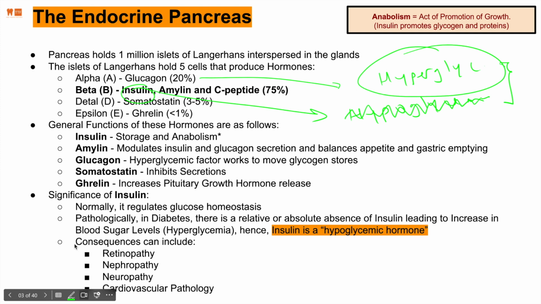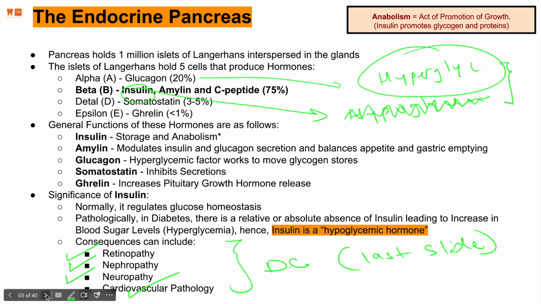When that happens, there are consequences to face. And those consequences are retinopathy, nephropathy, neuropathy, and cardiovascular pathology. And this is called the diabetic complications, and it will be discussed last slide.